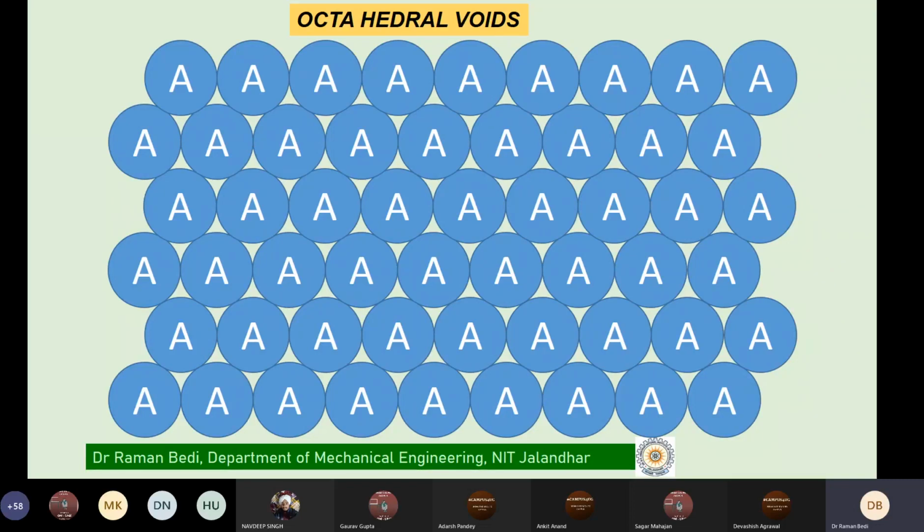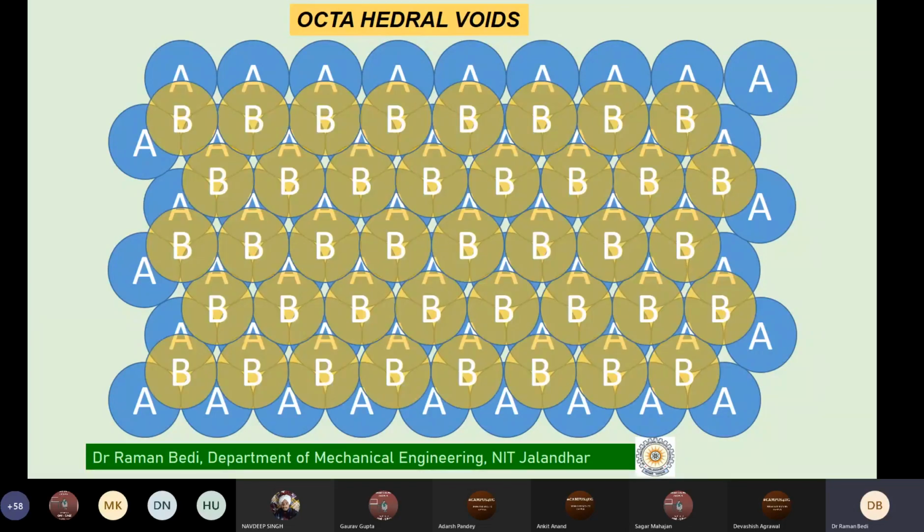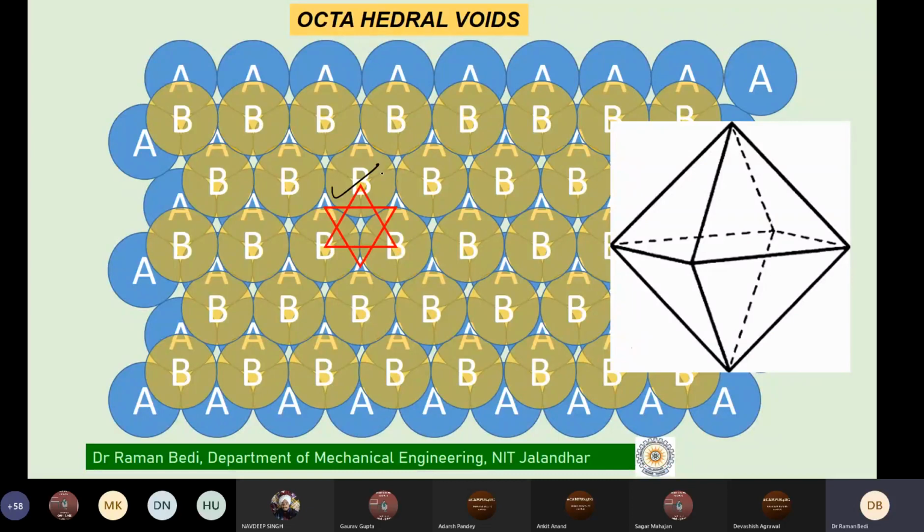So the second type of voids which you see now are called octahedral voids. The previous ones were tetrahedral voids. The octahedral voids are created at the location which we are trying to show here. The shape of these voids happens to be in the form of an octahedron. This is precisely the reason why they are called octahedral voids.